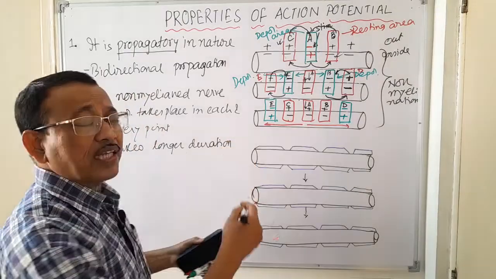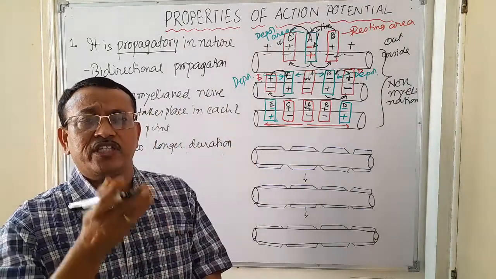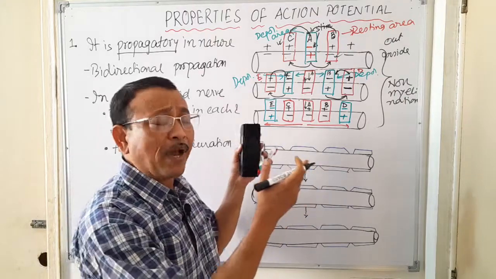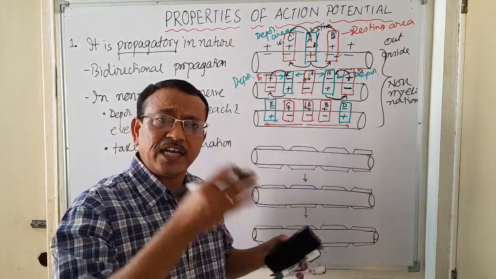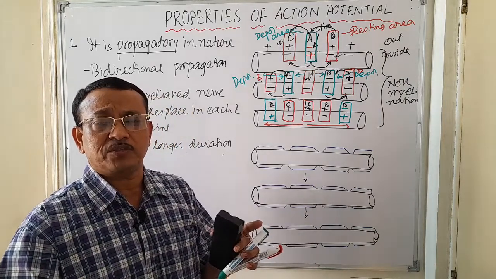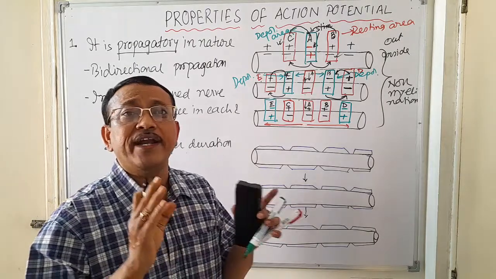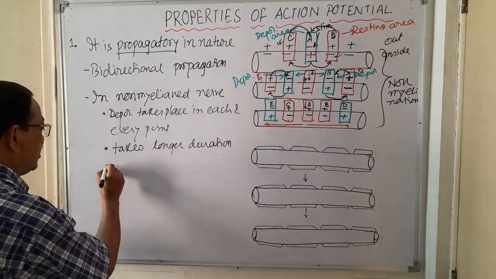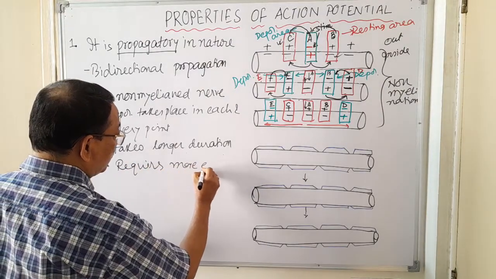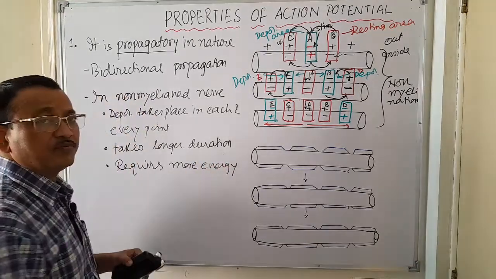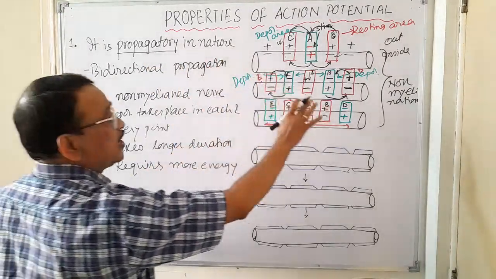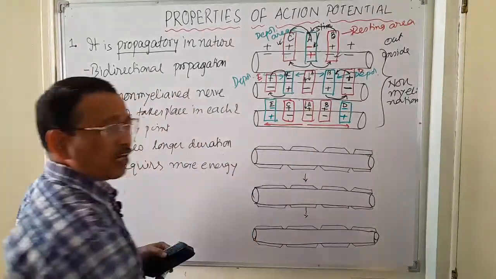And the action potential, the opening of the voltage gated sodium channels and potassium channels, is an energy required process. So there is a need of maximum energy here because at each and every point the action potential has to be passed. Sodium channels and potassium channels have to be opened or closed. So this process requires more energy. So this is all about the propagation of the nerve impulse through the non-myelinated nerve fiber.